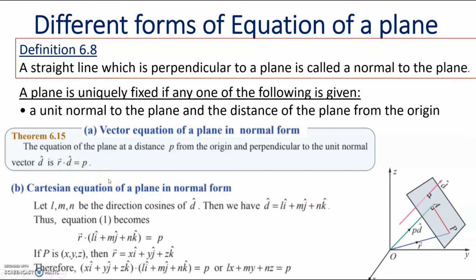Therefore, replacing this in our formula here, you get r vector dot l i cap plus m j cap plus n k cap is equal to p. Further, the point P is x, y, and z. So expanding our r vector as x i cap plus y j cap plus z k cap, and replacing this in the equation, we get the form lx plus my plus nz is equal to p. So that's the Cartesian equation of a plane in normal form.